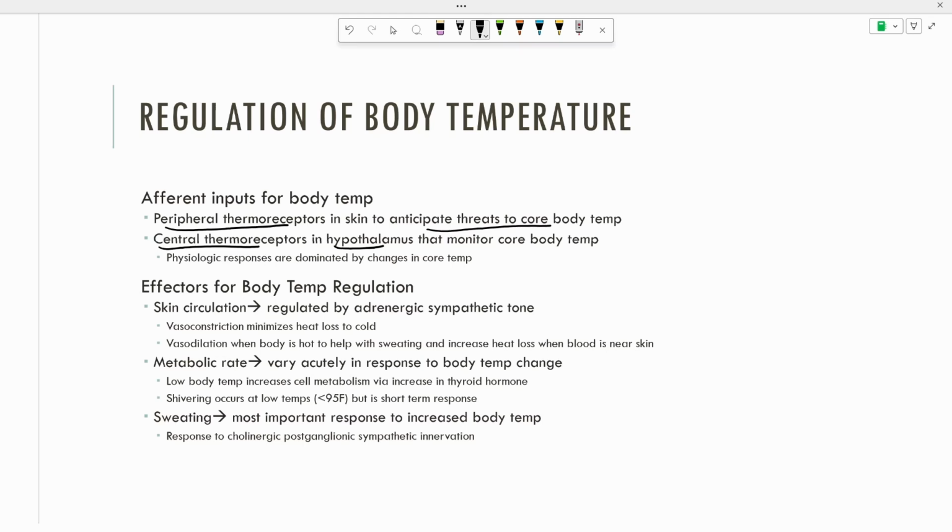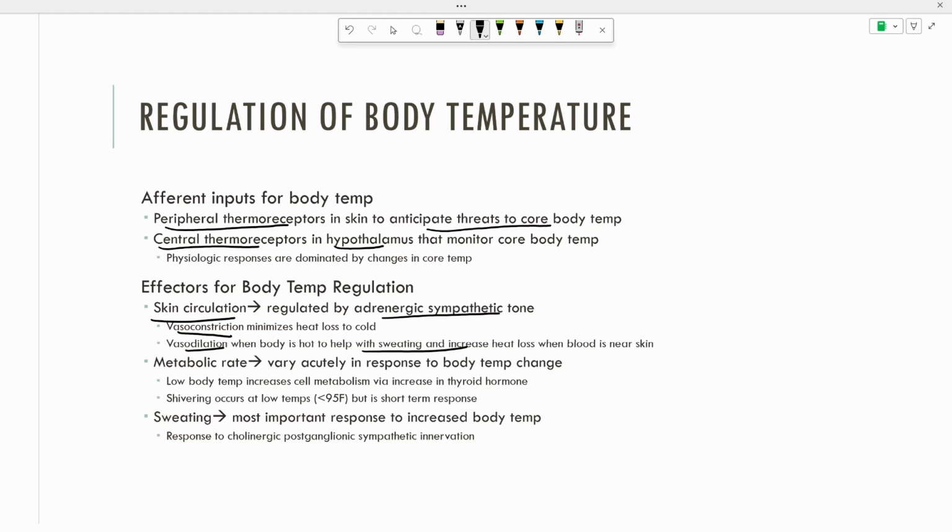So effectors for body temp regulation: we have skin circulation and adrenergic sympathetic tone. By doing vasoconstriction, we minimize heat loss to the cold. So we vasoconstrict parts of the body that don't need blood. That's why you lose blood in your fingertips with frostbite, because the blood's being shunted away. When we're hot, we vasodilate, and that allows us to sweat. And that sweating cools us off. Dogs, I don't think, can sweat, so they pant, and that gets the heat off through the tongue. But we can sweat, so we have that.